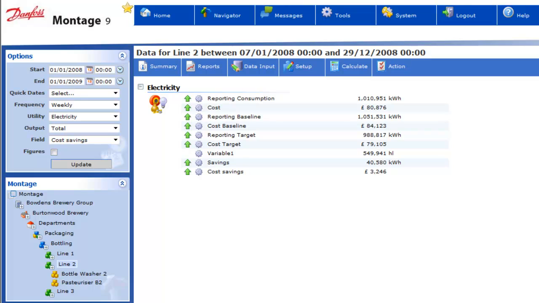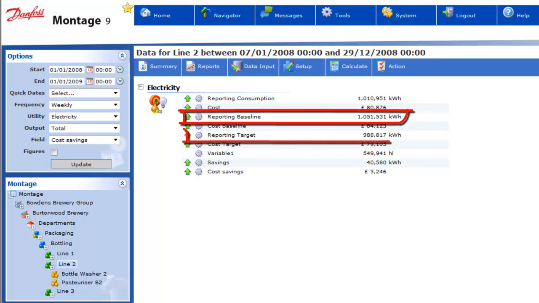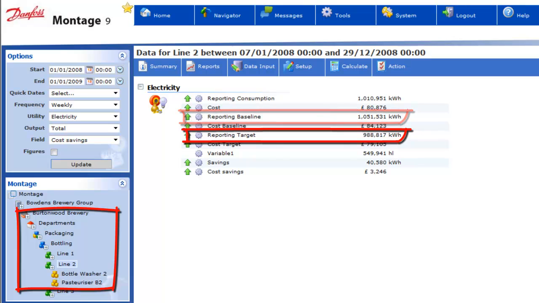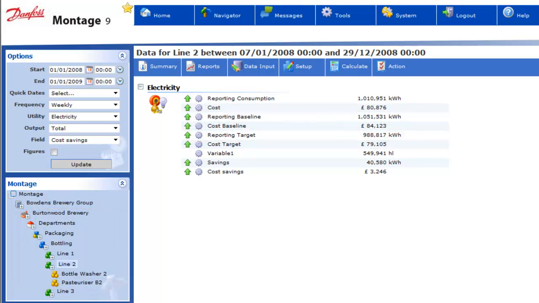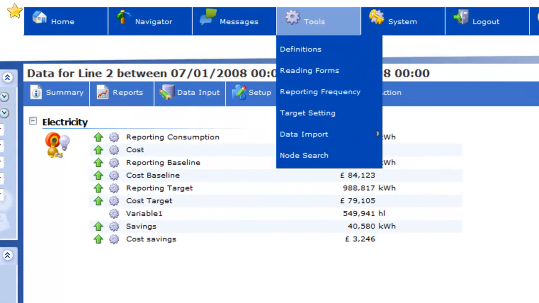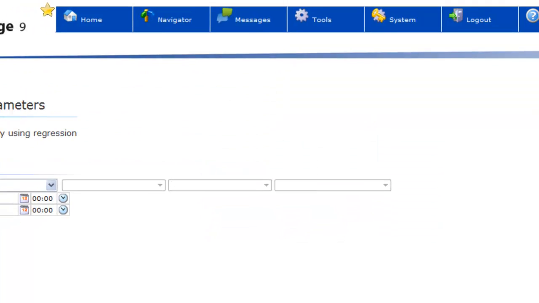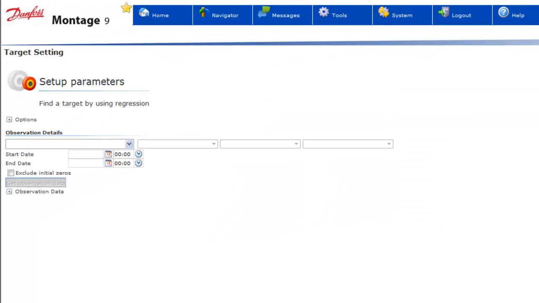One of the critical capabilities of Montage is its ability to establish baselines and performance targets at any area or any level within your organization. Montage can do that as we have an inbuilt target setting toolkit that allows for both single and multiple linear regression.